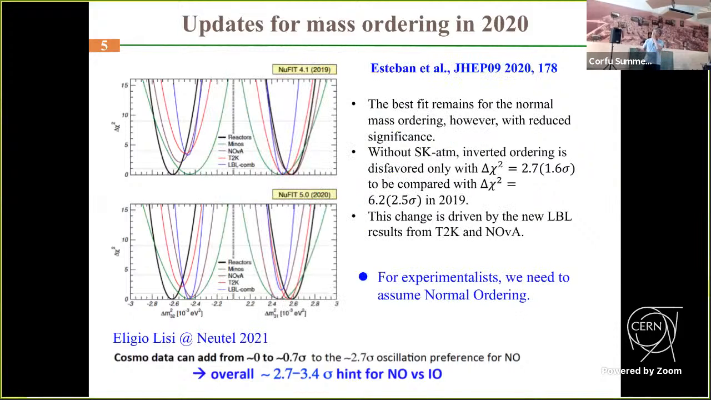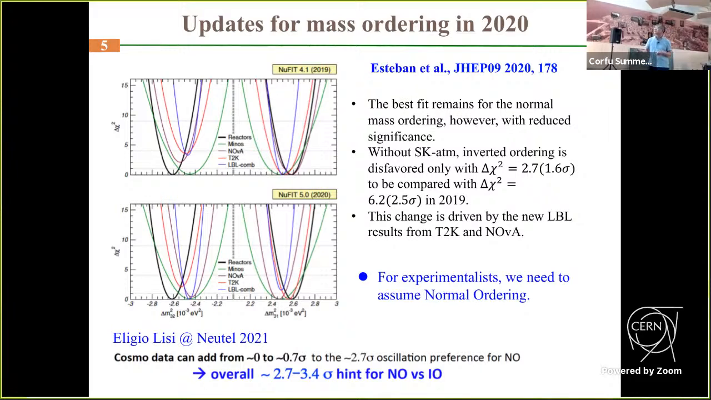Last year, in 2020, there was a somewhat unexpected result from the NOvA and T2K experiments. This was the global fit for 2019, and this is the global fit for 2020. As you know, the right side is normal hierarchy, and the left side is the delta chi-square for the inverted mass hierarchy. For the inverted mass hierarchy we had a large delta chi-square, about 2.7, which is about 2.5 sigma in 2019.